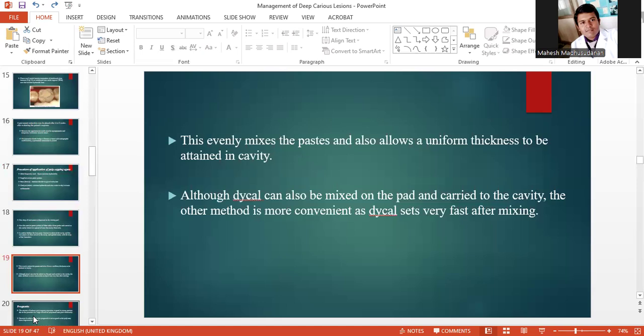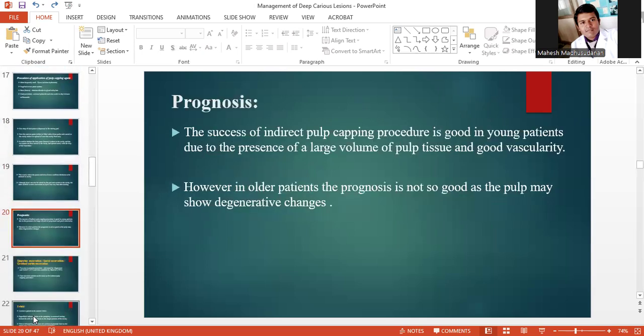Although Dycal can also be mixed on the pad and carried to the cavity, the other method is more convenient as Dycal sets very fast after mixing. And the prognosis: the success is good in young patients due to the presence of a large volume of pulp tissue and good vascularity. However, in older patients, the prognosis is not so good as the pulp may show degenerative changes.